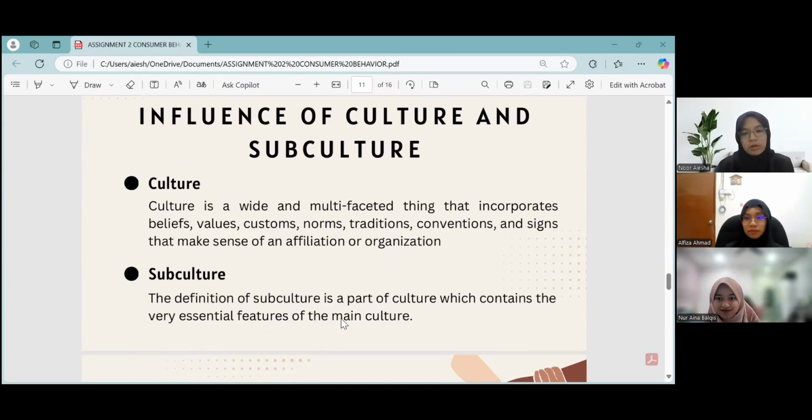My name is Nur Aisha and today I will present my part, which is the influence of culture and subculture. So firstly, I will start with the definition for both terms.